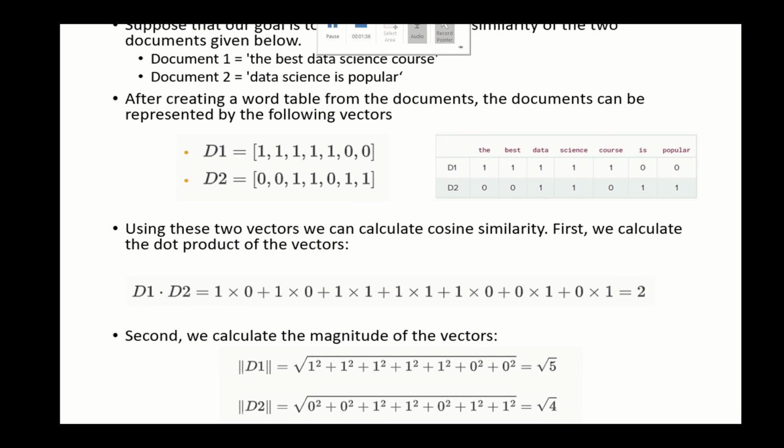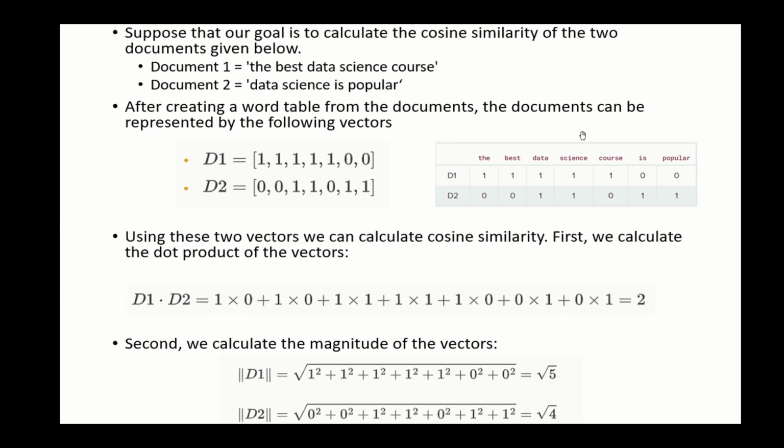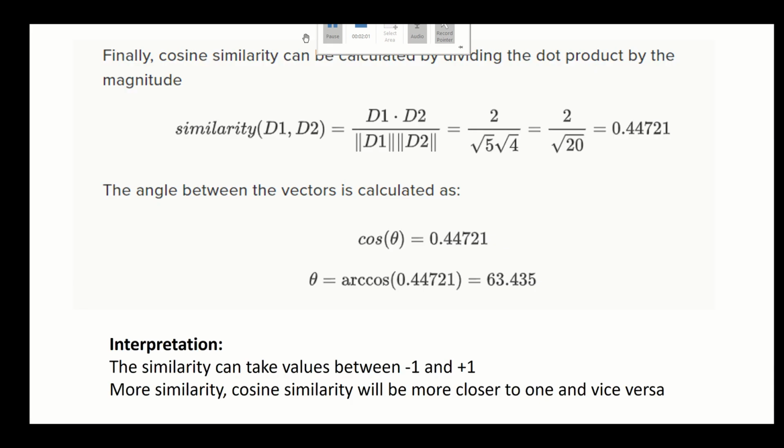In this case also, you find the occurrence of each and every term against the documents, right? Then you do d1 dot d2. Then you find the magnitude, which is done by the root of 1 square plus and so on, for each of the documents. Applying this formula, you get a value of 0.44721. This is the similarity between these two documents. If you want to find the theta, the angle between these two vectors, you can find that also.